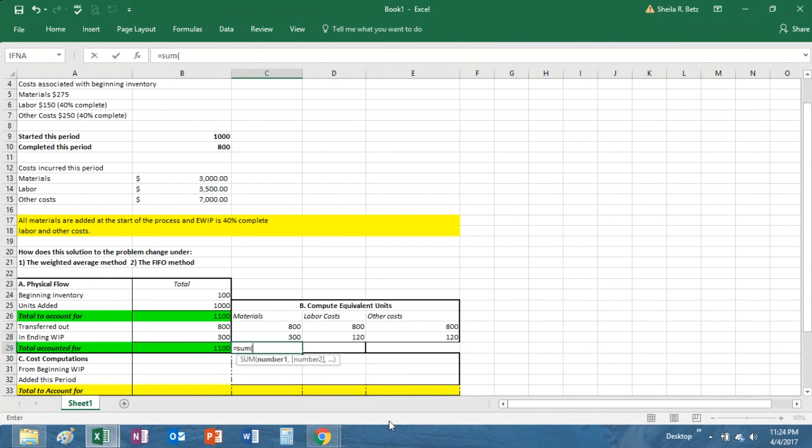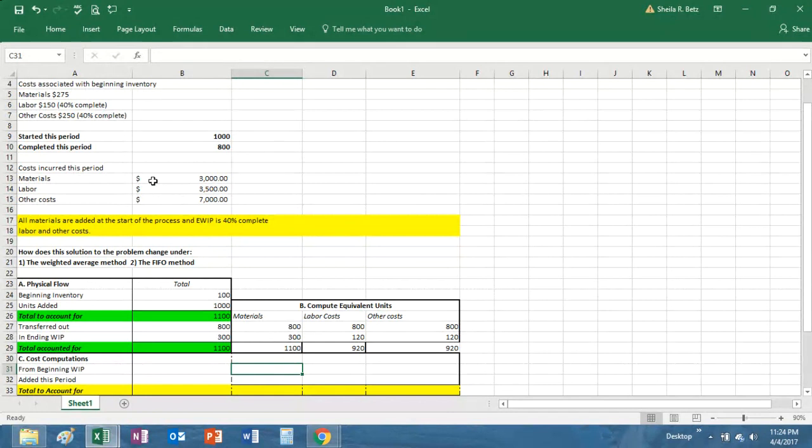So next I want to add up the total number of units I've worked on in regards to each category. So I worked on 1,100 units in regards to materials, and I worked on 920 units in regards to labor, and I also worked on 920 units in regards to other costs. The next portion is we're simply filling in the amount of money we have in this inventory.